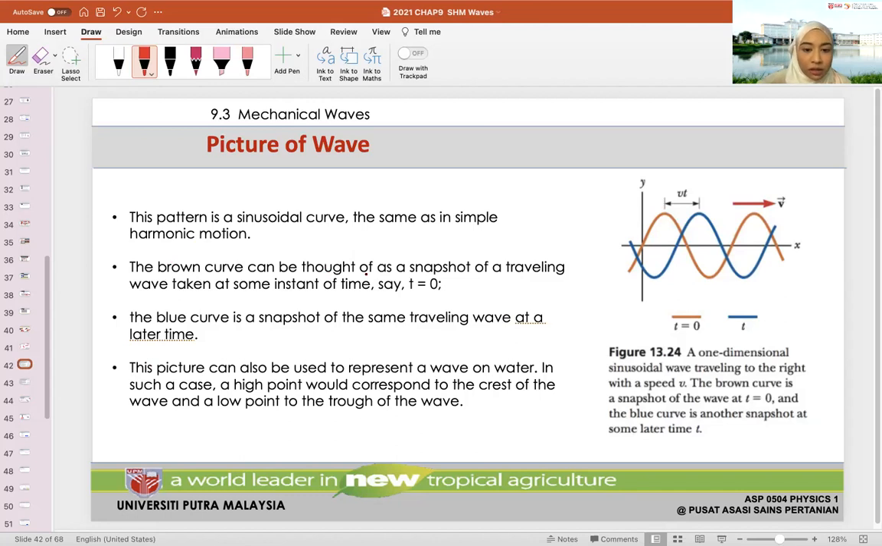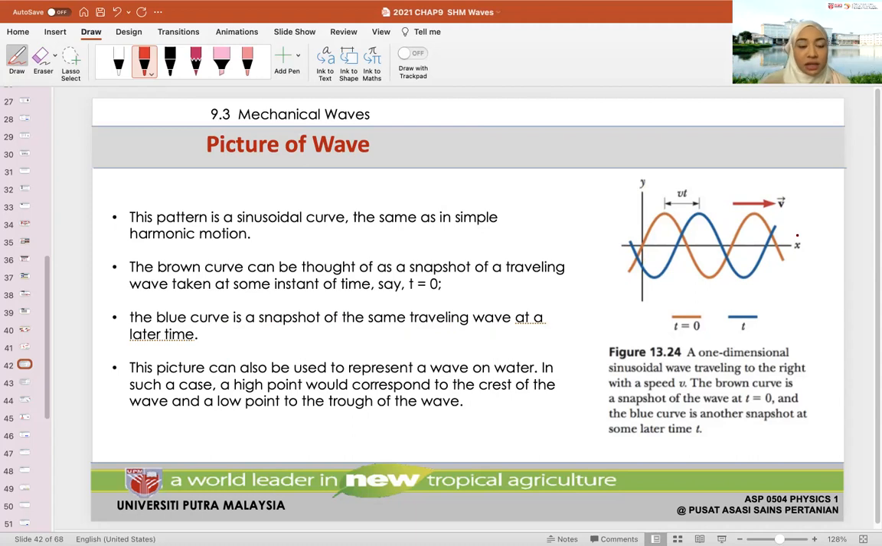Okay, so the brown curve can be thought of as a snapshot. Imagine that this wave is traveling, but you take a picture of it to make it stop, we want to see how it looks. So you are flicking a string and you ask your friend, hey, take a picture of me for a bit. So you take a picture of that wave. So it looks like this brown string. Let's say this is happening at time equals zero. The blue curve is a snapshot of the same traveling wave at a later time. So you're still doing this and then like 2 seconds later you ask, okay, take a picture again. So this is the snapshot at a later time. And you can see that they are different.